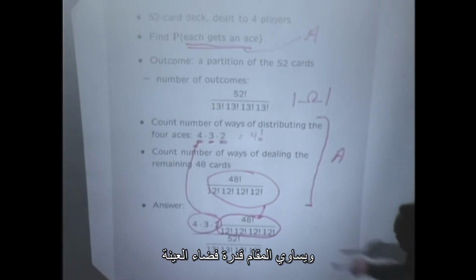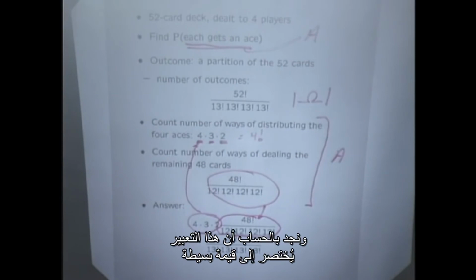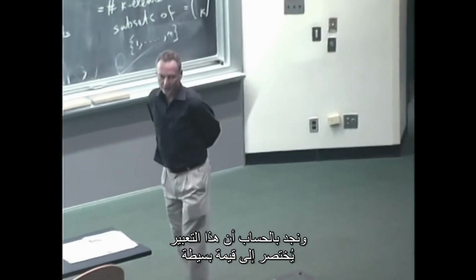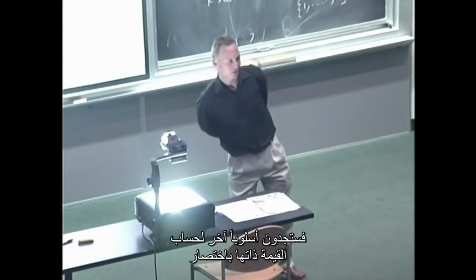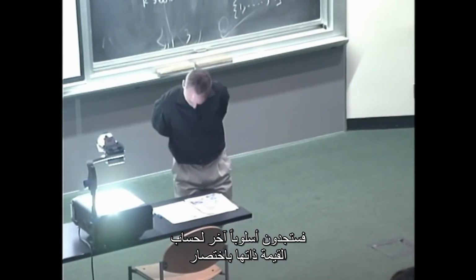And then the denominator is the cardinality of our sample space, which is this number. So this looks like a horrible mess. It turns out that this expression does simplify to something really, really simple. And if you look at the textbook for this problem, you will see an alternative derivation that gives you a shortcut to the same numerical answer.